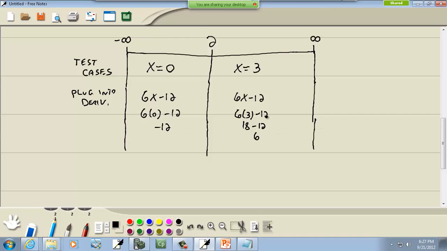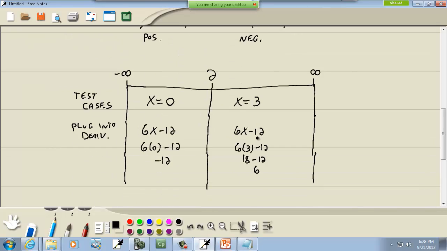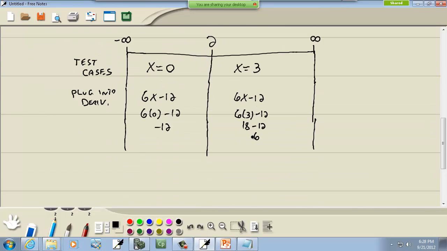Okay. Using critical numbers, build a table of intervals. We just did that. Pick test cases. We did that. Plug them in derivative and simplify. We did that. Now let's look at the sign of what we came up with. If it's positive, it's increasing. If it's negative, it's decreasing. Well, this one is negative, so it's decreasing. This one is positive, so it's increasing.